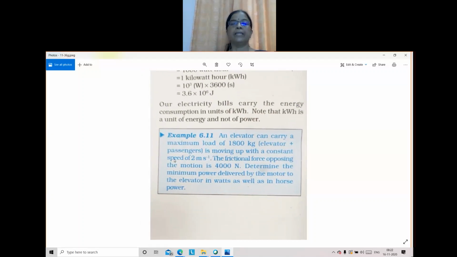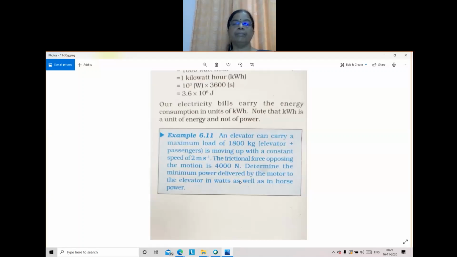Next, an elevator can carry a maximum load of 1,800 kilograms. A lift can carry a load of 1,800 kilograms, that is elevator plus passengers. The elevator plus passengers weight is 1,800 kilograms. It is moving up with a constant speed of 2 meters per second. The frictional force opposing the motion, we know air will oppose this motion, is 4000 Newton. Determine the minimum power delivered by the motor to the elevator.